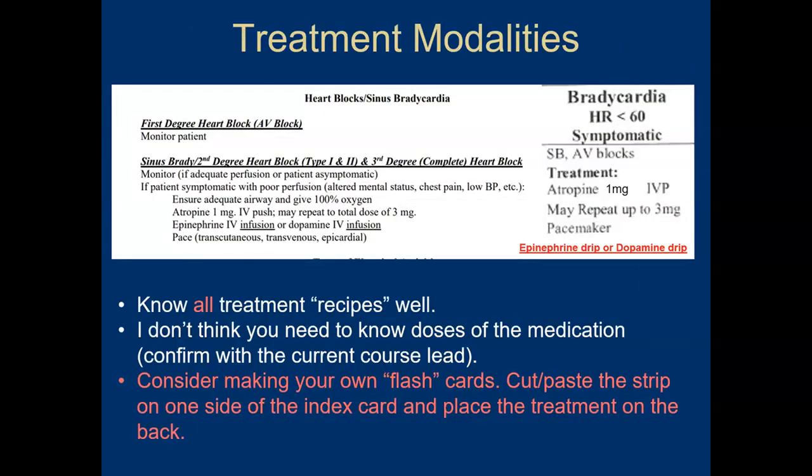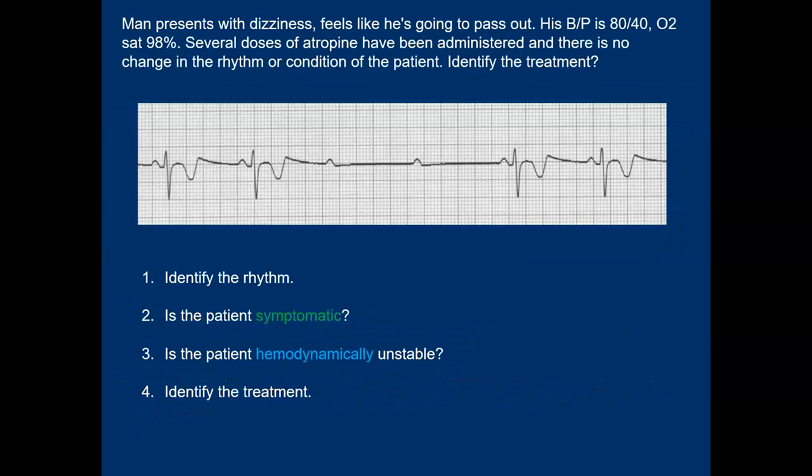Again, know all the treatment recipes well. You don't need to memorize them. Make sure you confirm whether you need to know dosages or not. And then again, if you're feeling overwhelmed, you have to learn this material very quickly with a fast turnaround from exam 1 to exam 2. So consider using a writing method, such as creating index cards and placing the treatment on one side with the rhythm on the other to test yourself, if you have the time and feel that this would help your learning needs.